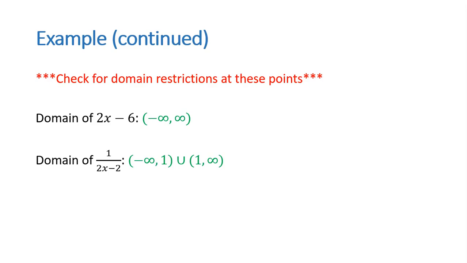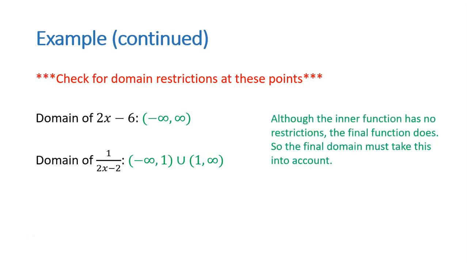So notice in this case that we have two different domains for each of those individual points. So although the inner function has no restrictions, the final function does. So our actual domain for the problem has to include this restriction at the very end. So our final domain is negative infinity to 1 union 1 to infinity. So excluding that point at x equals 1 where we have an issue with the final function.